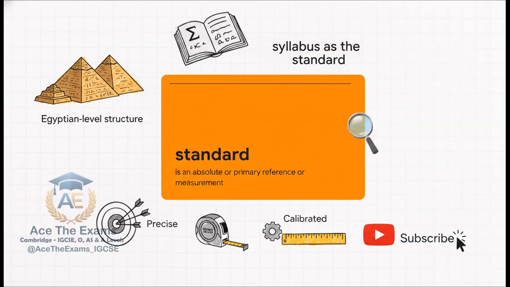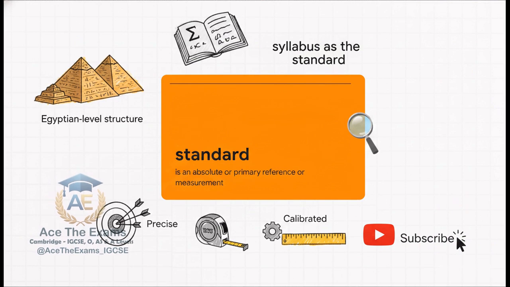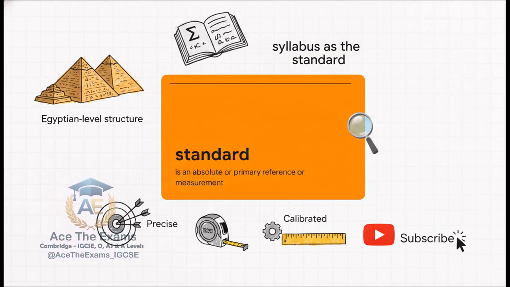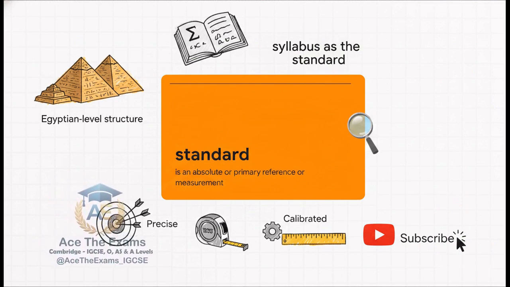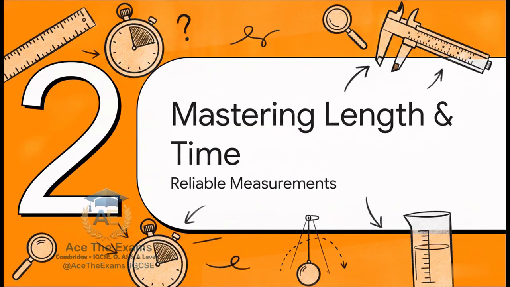If you truly understand these three words, you understand exactly what the examiner is desperately looking for when evaluating your experimental design questions. Moving right along to Section 2, Mastering Length and Time. How do we ensure our measurements are actually reliable when we're in the lab?